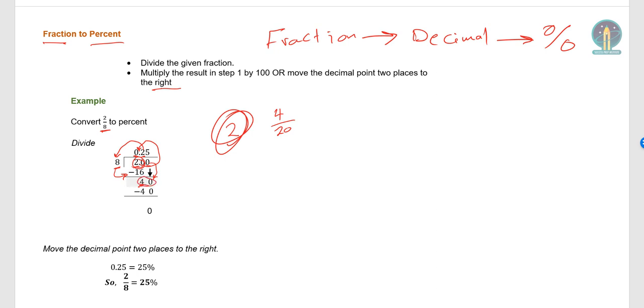So I need to divide this 40 by the 8, and that gives me 5. 40 divided by 8 is 5. And then I do the same thing again. 5 times 8 is also 40, which in this case is a remainder of 0, meaning I am done with my division operation. And my result is 0.25. So 2 divided by 8 is 0.25.